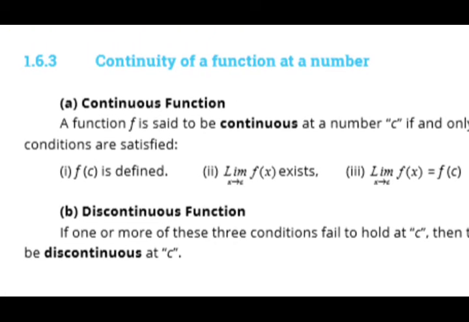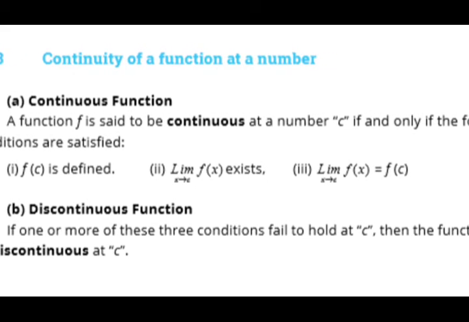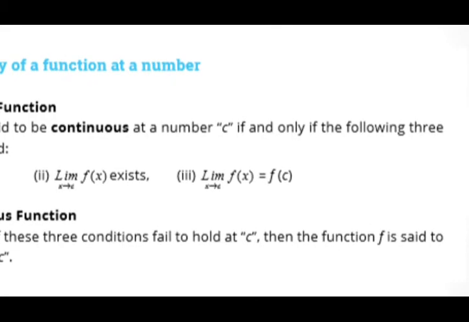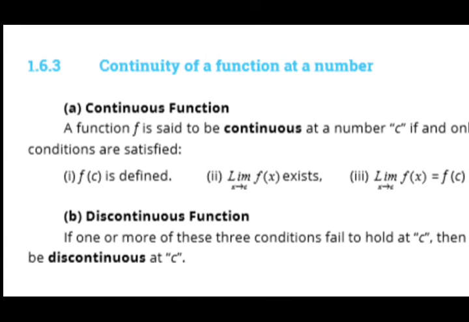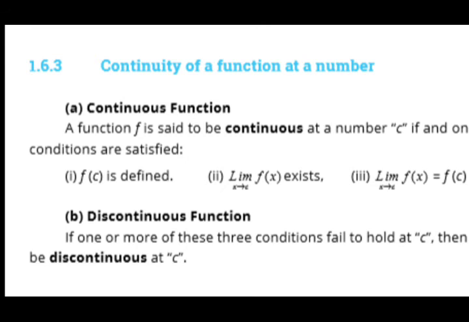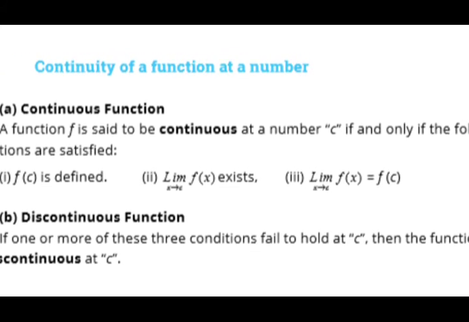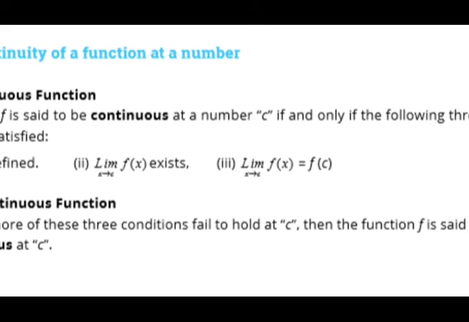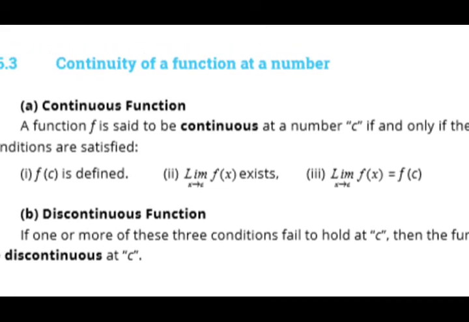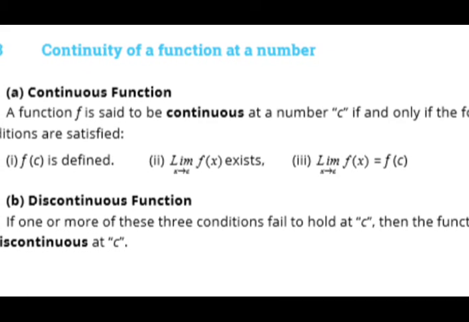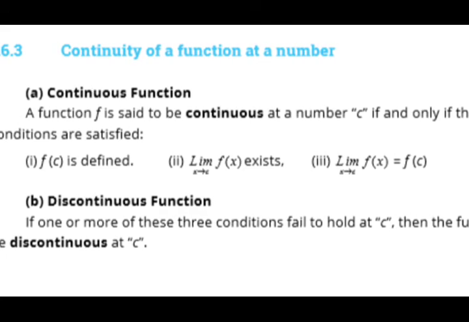Continuity of a function at a number. A function f is said to be continuous at a number c if and only if the following three conditions are satisfied. First, f of c is defined, which means the resulting value is not undefined. Second, the limit as x tends to c exists, which means the left hand limit and the right hand limit are equal. Third, the first and second parts are equal, therefore the function is continuous.